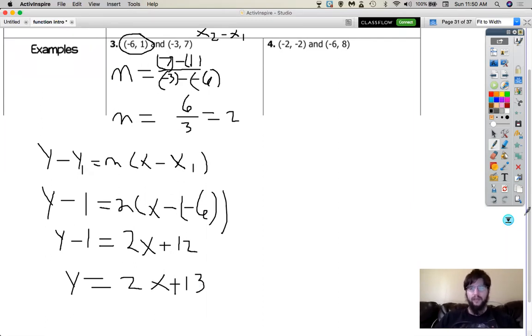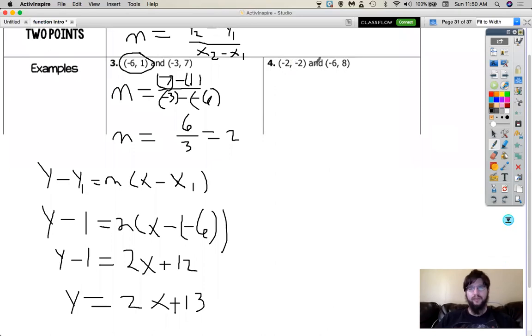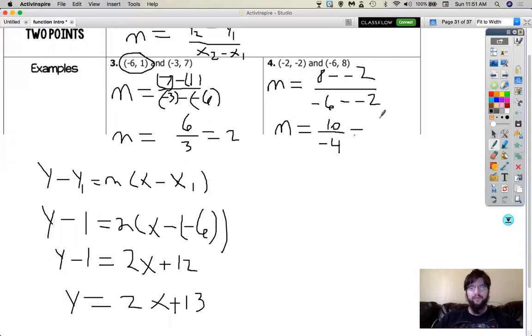Okay. I'll do another example. So here, we're given these 2 points. First thing we need to do is find our slope. Y2 minus y1. And again, it doesn't matter which point is number 2 and which point is number 1. It'll be the same result either way. So I'm going to say 8 minus a negative 2, negative 6 minus negative 2. And again, if you're not comfortable, put it in parentheses. Definitely use a calculator. That's going to be 10 over negative 4. It's going to be negative 5 halves.